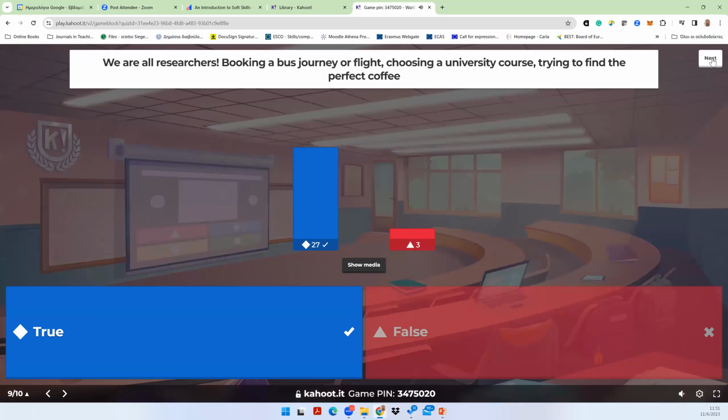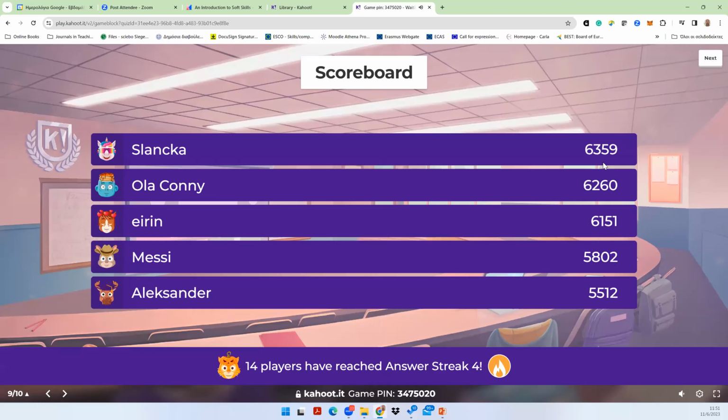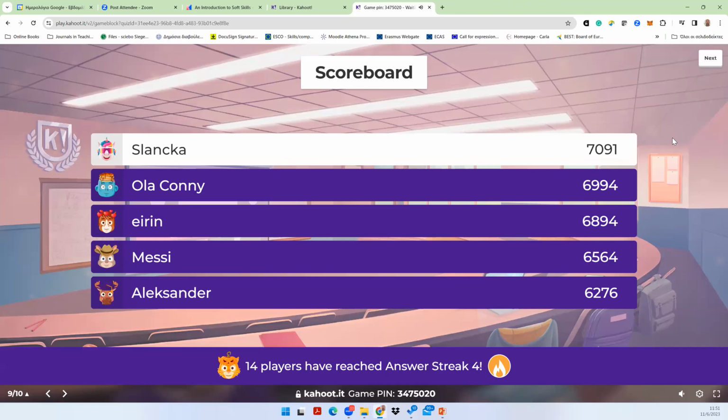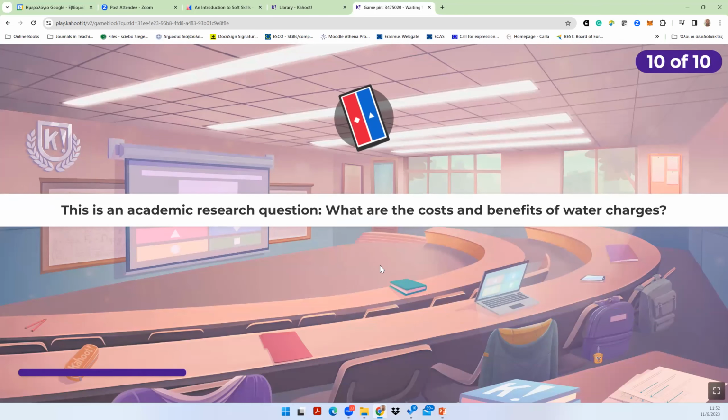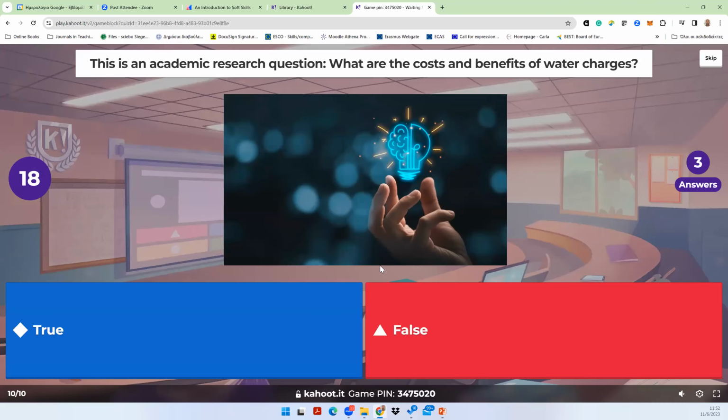Excellent. Let's see. Slacka and Messi. Oh. And then the last one, in order to finish the derby and our discussion, this is an academic research question. What are the costs and benefits of water charges? I don't know if my English is perfect. Very good right now.